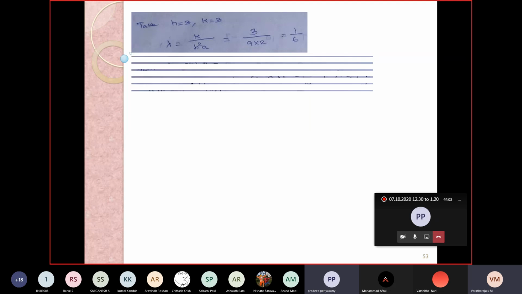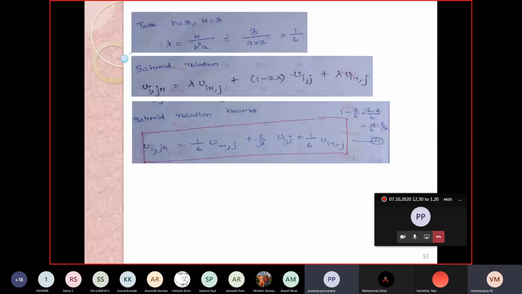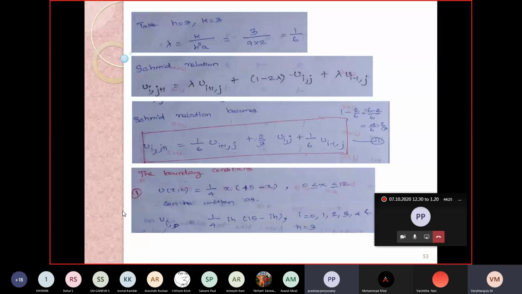Therefore lambda becomes k by h square a. Instead of k I am applying 3, and for h square I am applying 9. A is the term associated with ut, so lambda is equal to 1 by 6, which is less than 1 by 2. The Schmidt relation becomes: using lambda as 1 by 6, 1 minus 2 into 2 into 1 by 6 becomes 2 by 6, therefore 2 by 3, with 1 by 6 on the sides.